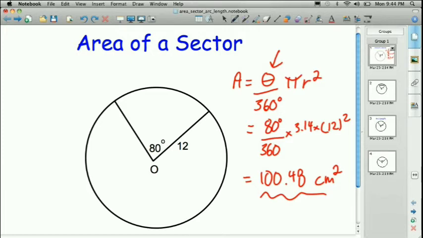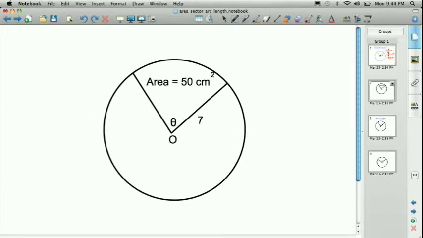Now another question for you. Now the area is given for you. Area is equal to 50 centimeter square and radius is 7 centimeter. Now the question is asking you to find out the theta angle. Simple thing, again we need to write the formula. Area is equal to theta upon 360 into pi r square. Okay, we have written this formula.